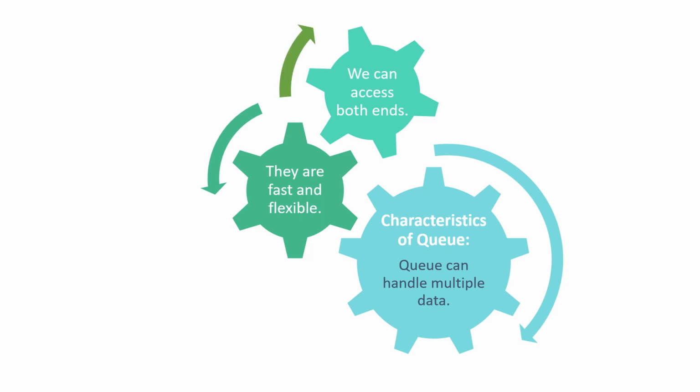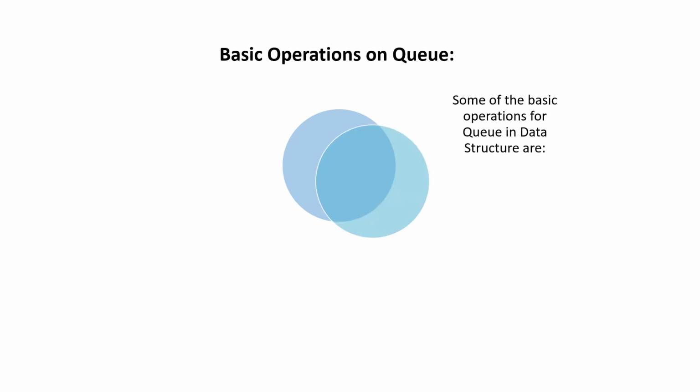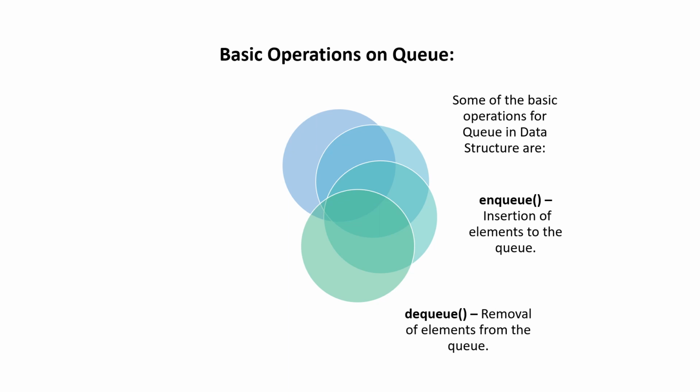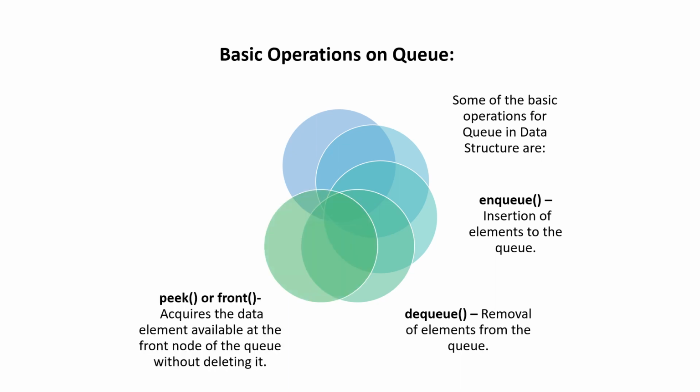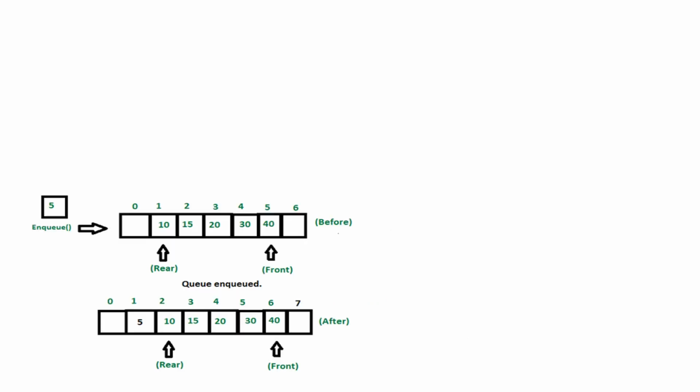And then we can move to the basic operations on the queue. And first operation is the enqueue, which is the insertion of elements to the queue, and dequeue, which is the removal of elements from the queue, and front or peek. This is an operation that acquires the data element available at the front node of the queue without deleting it. And rear, this operation returns the element at the rear end without removing it. And is full, which validates if the queue is full. And these are the operations.